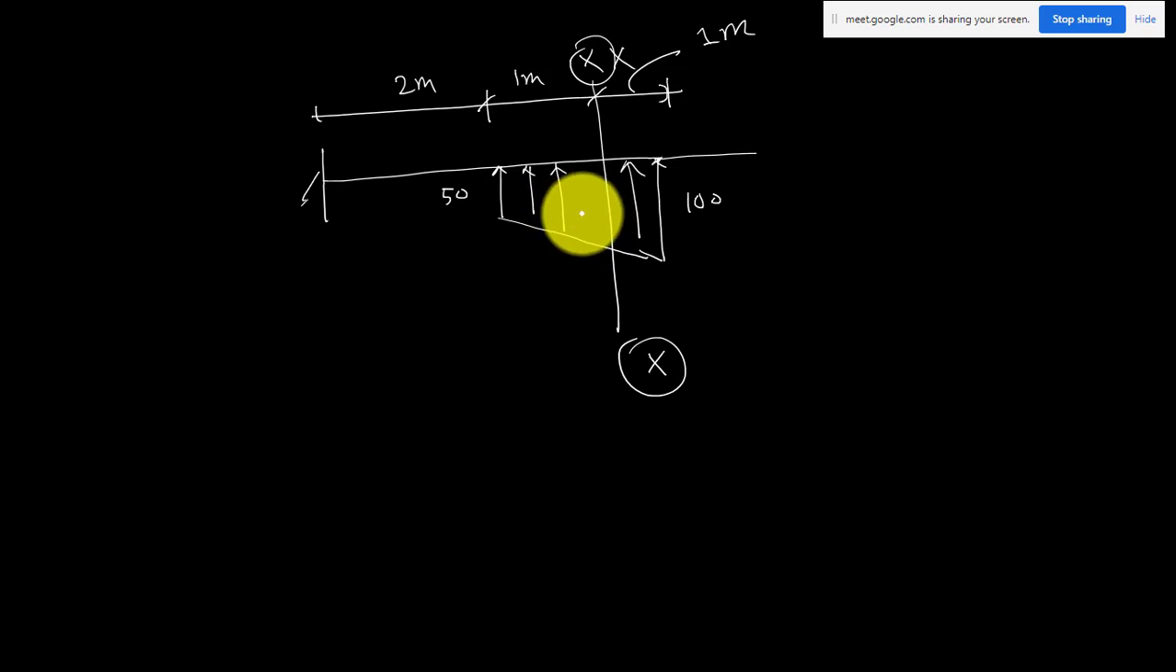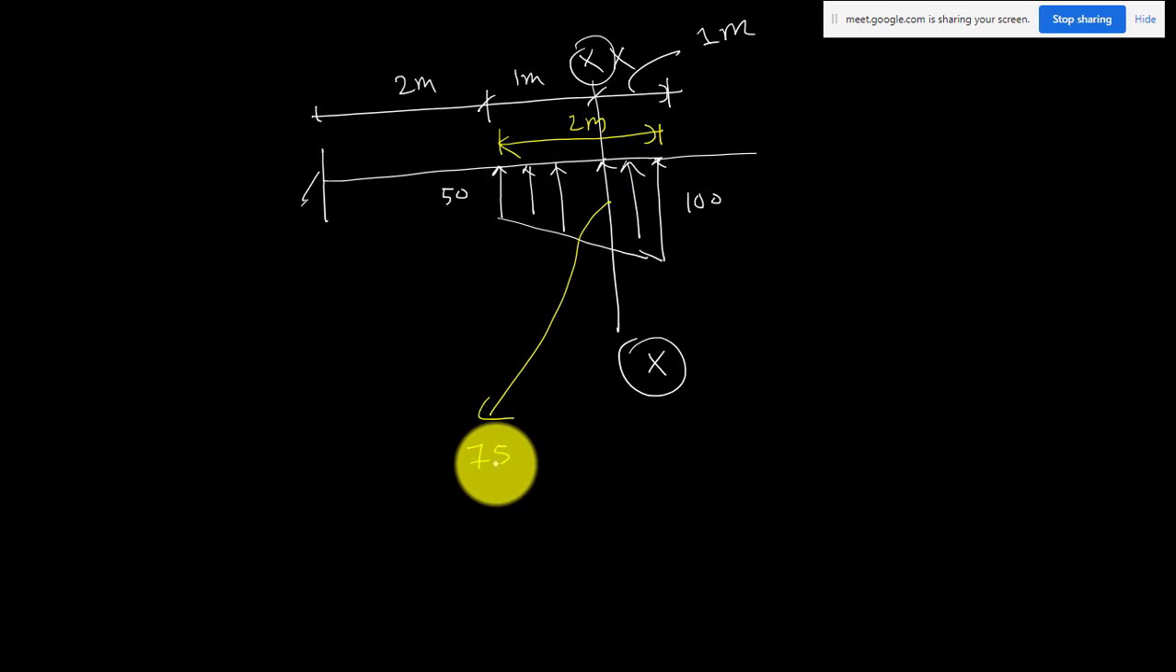How will you write this? First I want to find out the value of your load intensity at this point. What is this value? It is 100 on one side and 50 on the other. This is 1 meter, the total length is 2 meters, so it is coming exactly at the midpoint. So this will be 75. This value will be 75, correct. This value is 50.